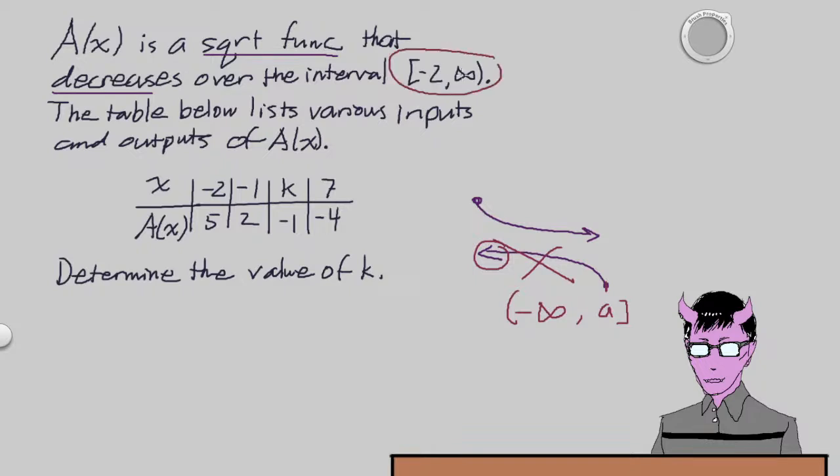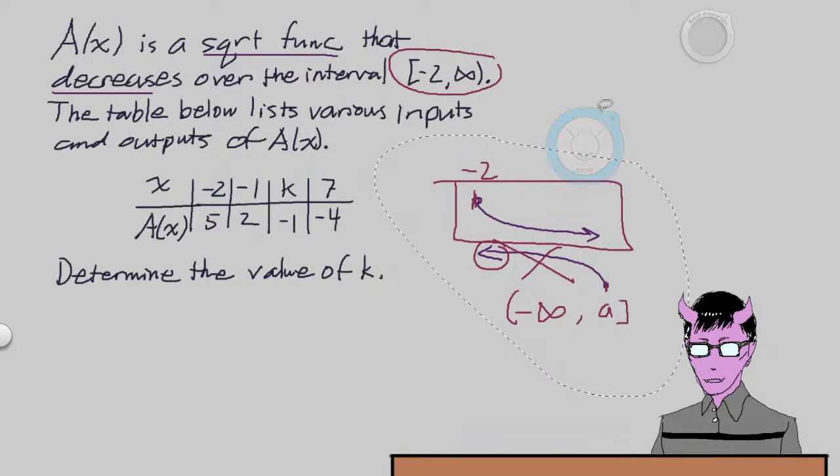Because I didn't specify that this is the domain of the a of x function. I should have said that though. I should have said a of x is a squared function that decreases over the interval of its domain, which is from -2 to infinity. So that would make it unambiguously this one. And then this value you know is going to be a -2. So I wish I had said it like that. So that's what I will say.